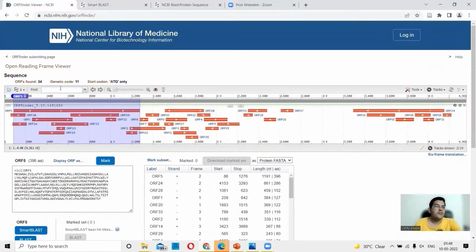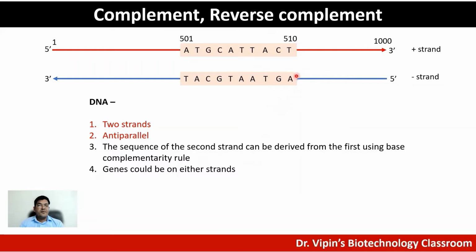These are, if you see, it has found 34 open reading frames. However, when they're present on the minus strand, then you know, one, you have to complement. Second, you have to read it from the opposite end.